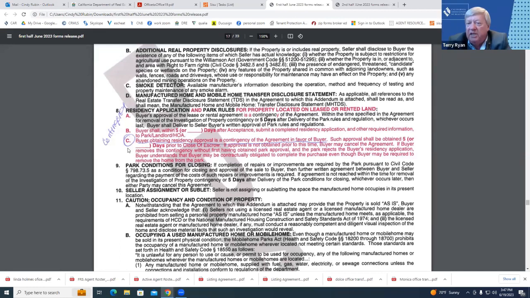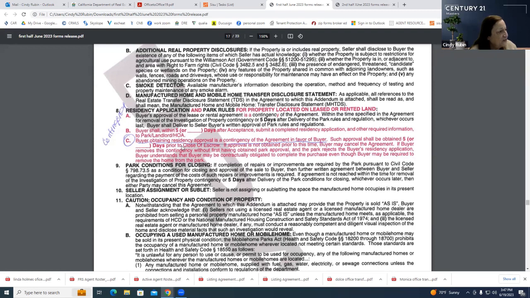They didn't have it written in, but they've always had park approval as one of the requirements. You would think, right? So they've added it as a contingency that they have up to 5 days prior to the close of escrow to get park approval, or the buyer can cancel and get their deposit back. So now it's pretty much in writing, what everybody was asking. Perfect. That's good.